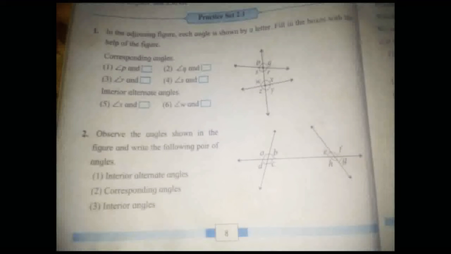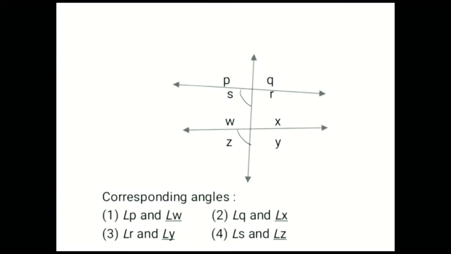Fourth one, angle S and dash. Where is angle S? On the left side. Where it is? On down side. So other line on the left side down, which is angle there, that you have to take same direction. Angle S is corresponding to angle Z. Fourth one answer is angle S and angle Z.